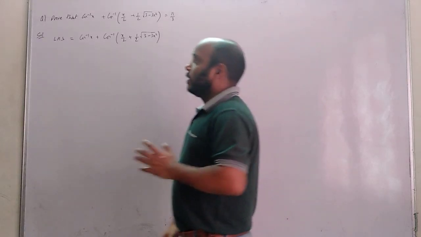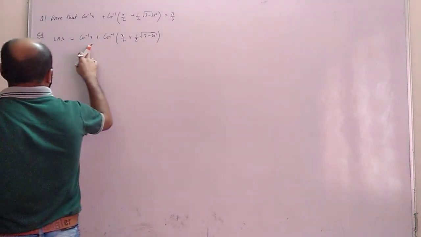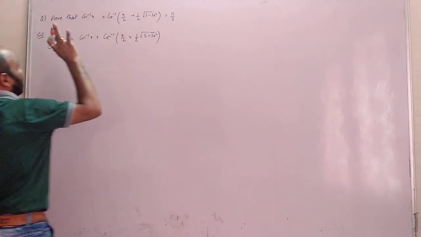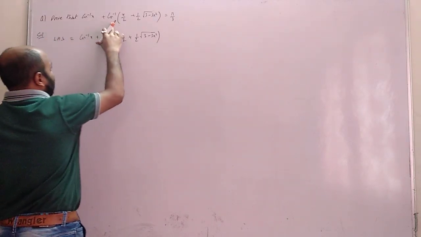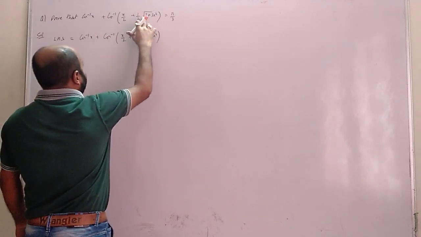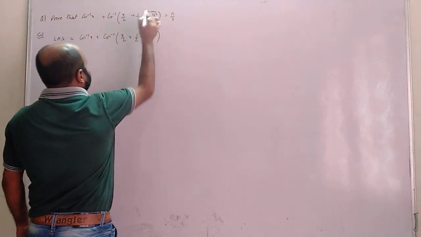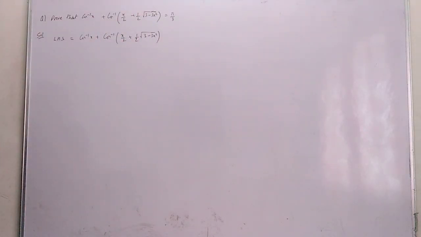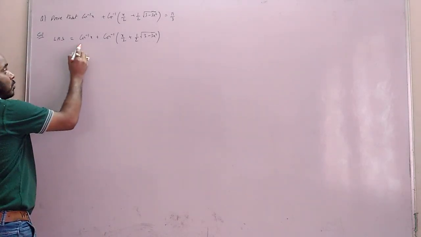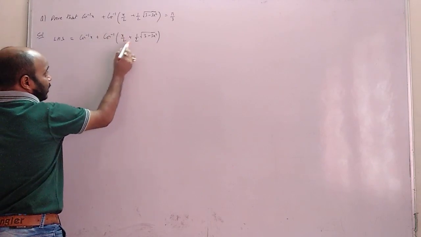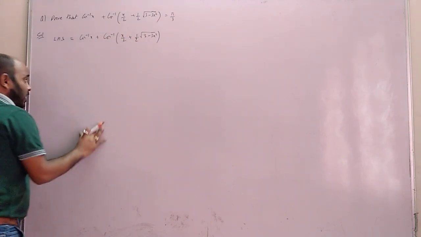Okay, so see here, taking the LHS. What is to be proved? Cos inverse x plus cos inverse x by 2 plus half under root 3 minus 3x square equals pi by 3. Okay class? Now I am writing the LHS. LHS equals cos inverse x plus cos inverse of x by 2 plus half under root 3 minus 3x square.